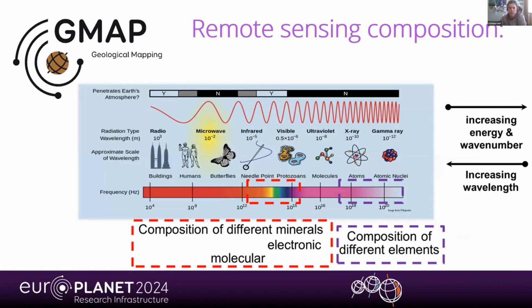Technically, you can have two different ranges where we have information about the surface of another planet from remote sensing. One is related to elemental information, so information about the different elements present on the surface, and this is mainly done in X-ray and gamma ray. Then the larger amount of information, which is much more related to mineralogy, is acquired by considering the spectral information from the visible to the near infrared.